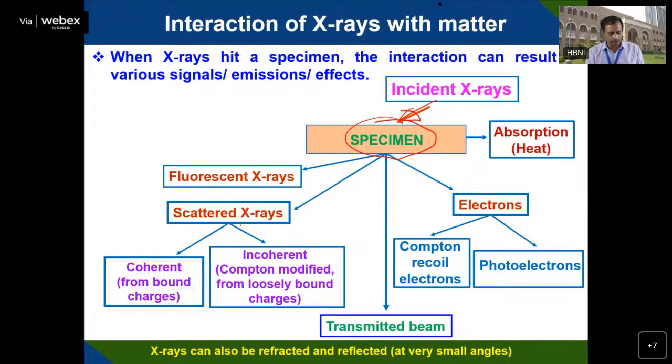If scattering occurs, two phenomena can occur. One is coherent scattering, and the other is incoherent scattering, that is Compton scattering. It can also generate electrons: photoelectrons in one case, or Compton electrons in another, or the X-ray can be transmitted directly without any interactions. The X-ray can also be refracted or reflected at very low angles. But the major phenomena are scattering and fluorescent X-ray generation, as well as some electrons being generated, as well as the transmitted beam.